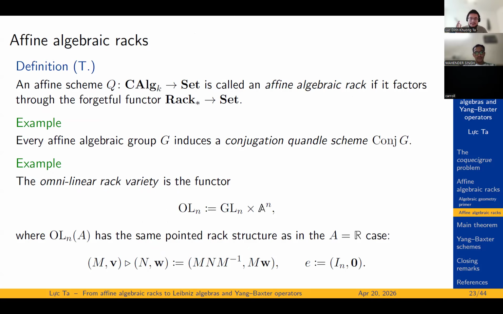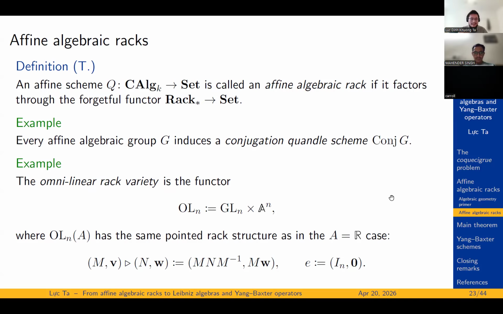There are a couple of equivalent definitions of this. So as an example, affine algebraic groups you can also define to be a group object in the category of affine schemes. And then it turns out an affine algebraic rack defined this way is the same as a so-called pointed rack object. You need to define what that is, but a pointed rack object in the category of affine schemes. So as an example, every affine algebraic group gives you a conjugation quandle scheme with the unit just being the unit of the group.